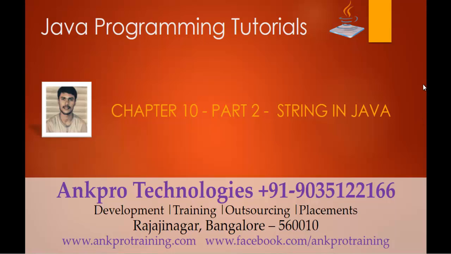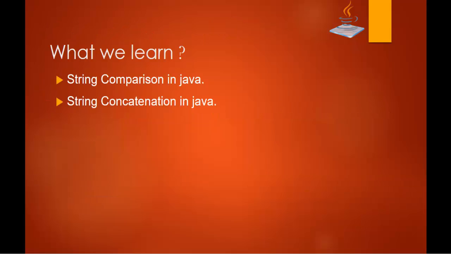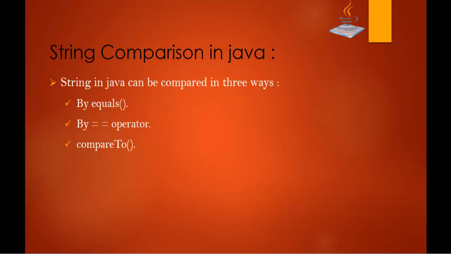My name is Harish. In this session, we are going to learn about string comparison in Java and string concatenation in Java. Strings in Java can be compared in three ways: by using the equals method, by using the equal to operator, and the compareTo method. First, let me show you how to compare strings with the help of the equals method.